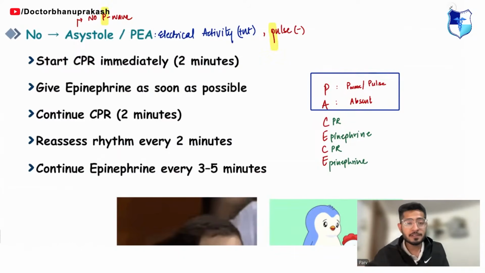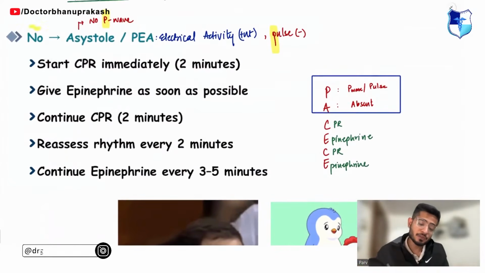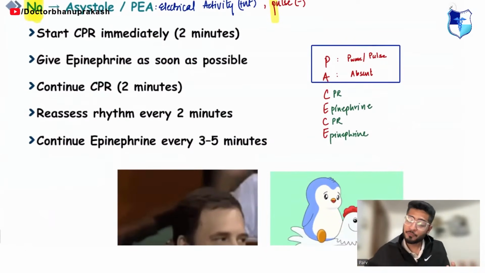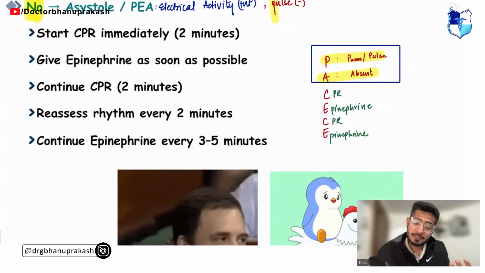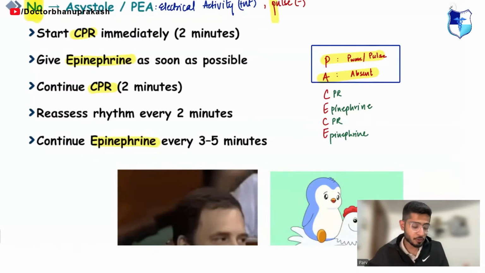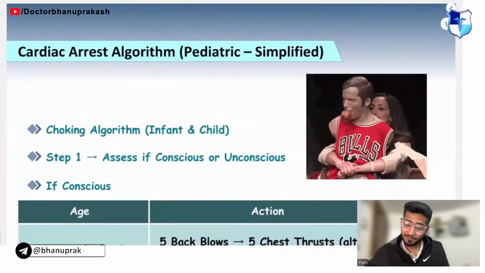In both of these conditions, the rhythm is not shockable. So if the rhythm is not shockable, what are we going to do? Pakak is the mnemonic: P for P wave or pulse absent, C for give CPR immediately, then give epinephrine, then CPR. So this is how you are supposed to give the treatment.